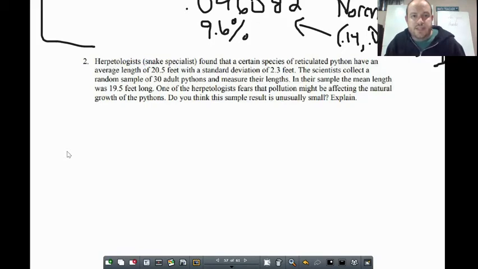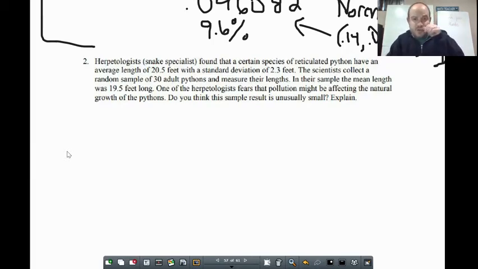Question 2 says that a herpetologist, a snake specialist, found that a certain species of python have an average length of 20.5 feet with a standard deviation of 2.3 feet. The scientists collect a random sample of 30 adult pythons and measure their lengths. In their sample, the mean length was 19.5 feet long. One of the herpetologists fears that the pollution might be affecting the natural growth of the pythons. Do you think the sample result is unusually small? Explain.